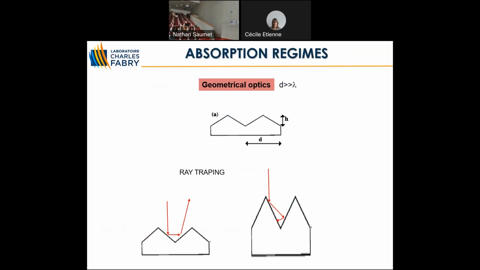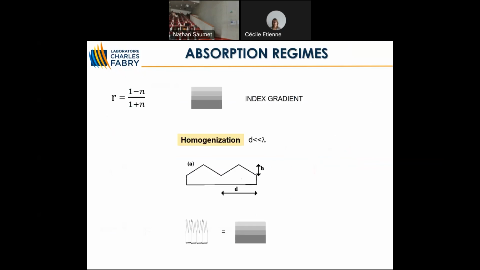So you see that as compared to a flat surface where there would be only one reflection event, so one attempt to be transmitted, here I have two attempts to be transmitted, and therefore absorbed. So you increase absorption. Because if you're not absorbed here, then you have a second chance to be absorbed. I call this ray trapping. And you see that if you take this type of profile, by increasing h, you increase the number of chances to be absorbed. So this is just ray trapping. That's the type of absorption that you may have in this geometrical optics regime.